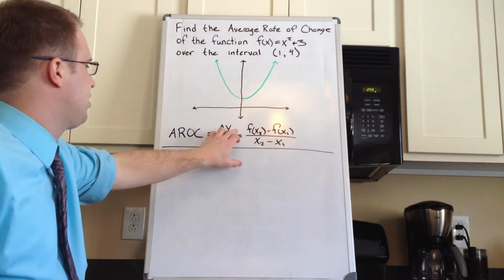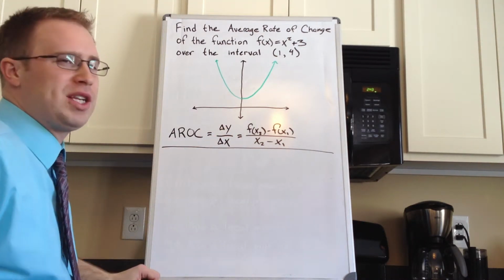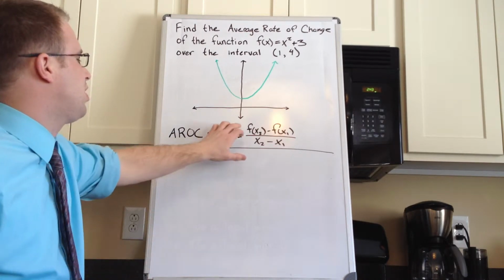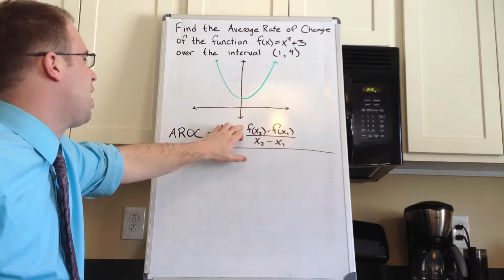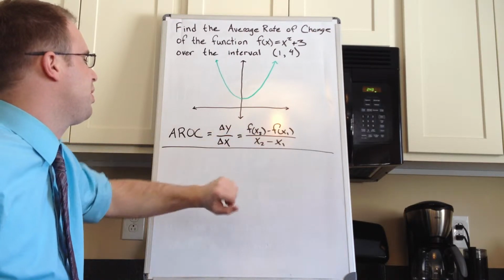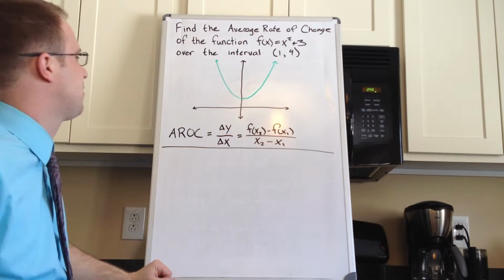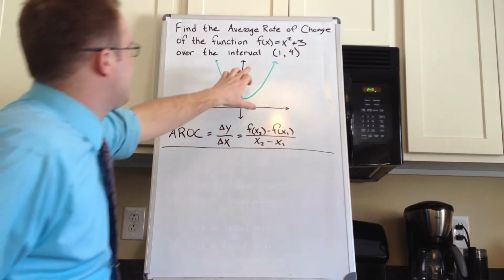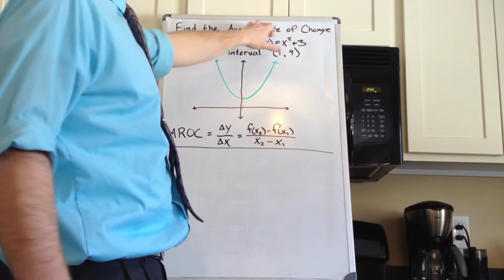So the formula for slope was y2 minus y1 over x2 minus x1. Now we're talking about functions, so we're not going to call it y2, we're going to call it f of x2, but we're doing the same thing. We're finding the slope of 2 points. So if we're trying to find the slope, or the average rate of change is slope.